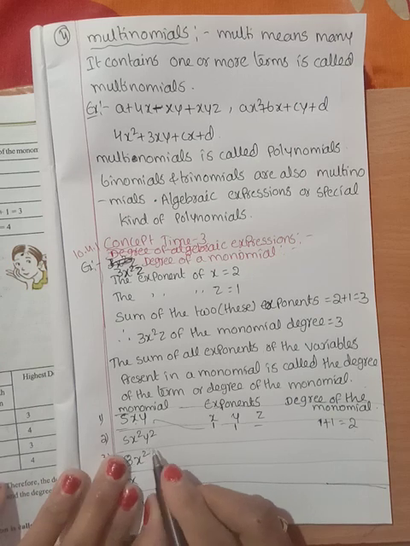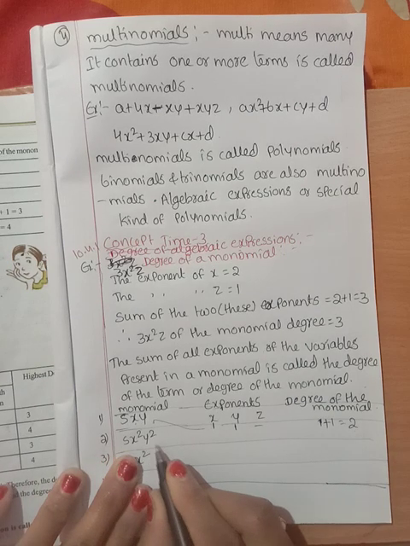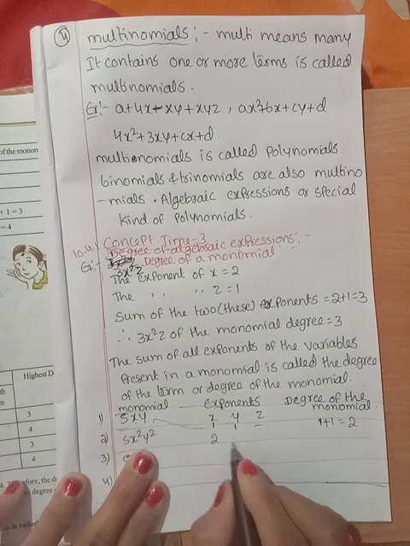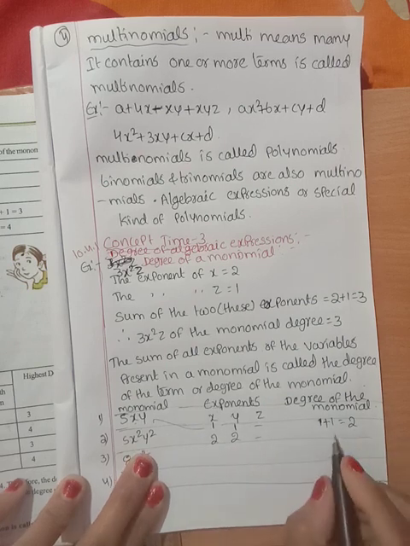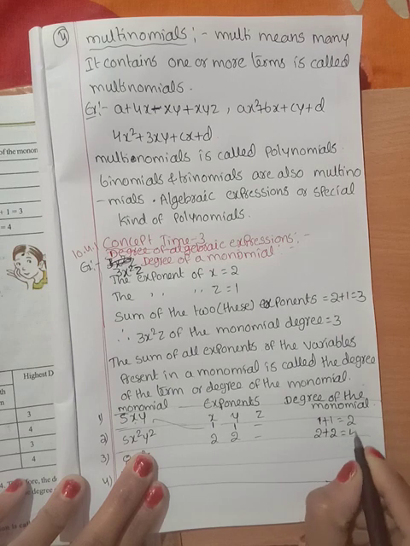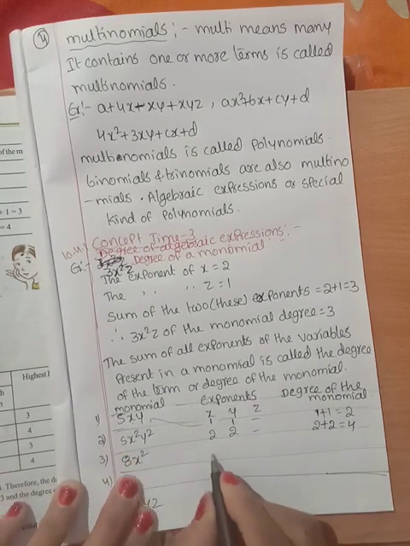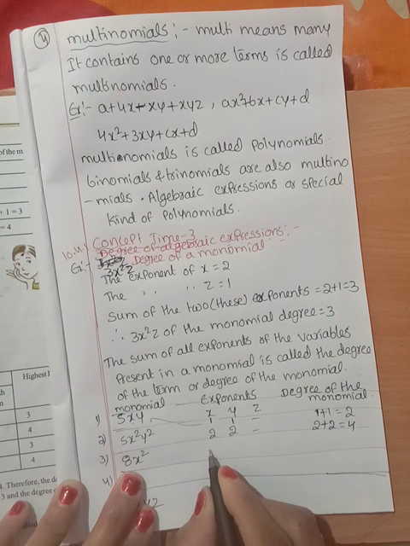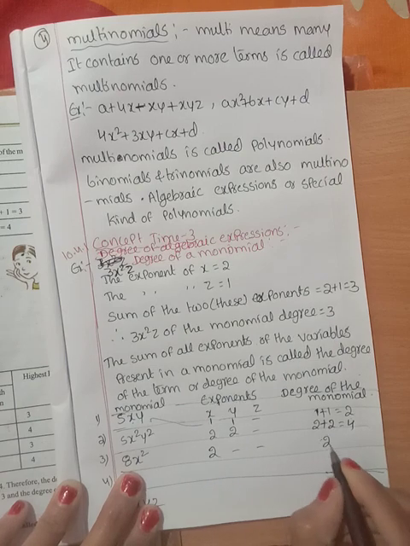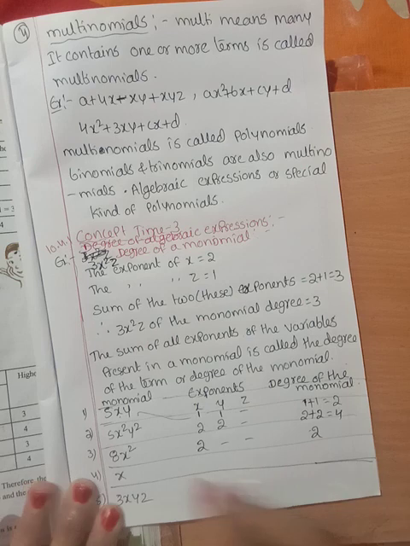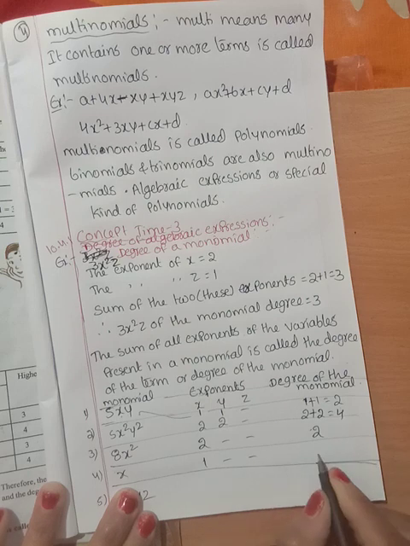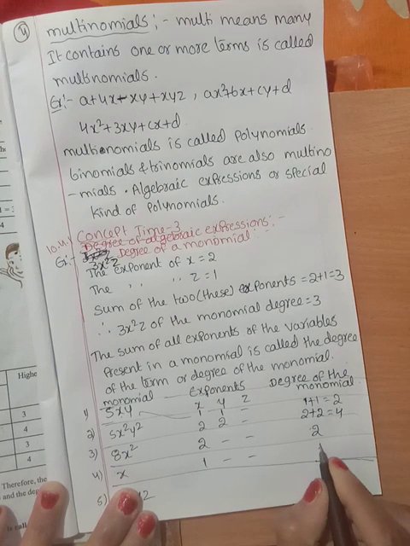Next is the second example, 5x square y square. The exponent of x is 2 and the exponent of y is 2, and there are no z terms. So the total is 2 plus 2 equals 4. Next is 8x square. The exponent of x is 2, with no y and no z, so the degree is 2 only. For x, the exponent of x is 1 and there is no y or z, so the degree of the monomial is only 1.